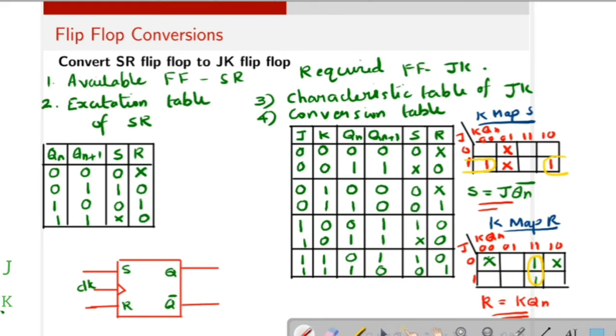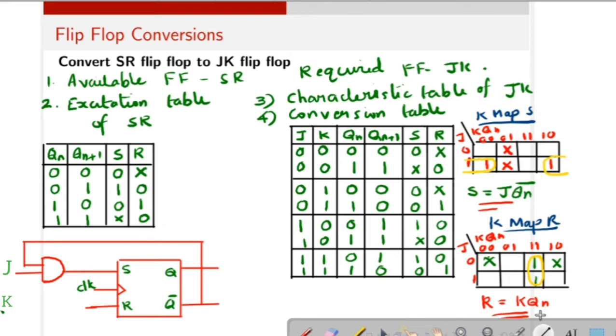So we take Q bar, okay, then ANDed with J, then it is given to S, right?